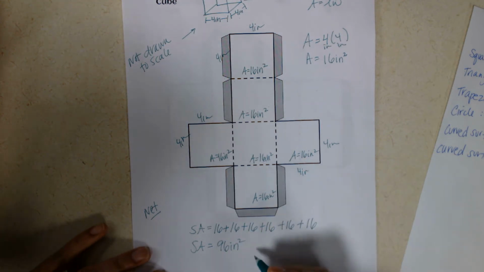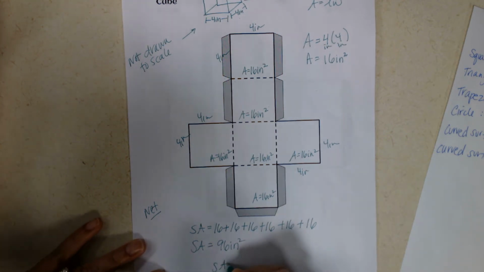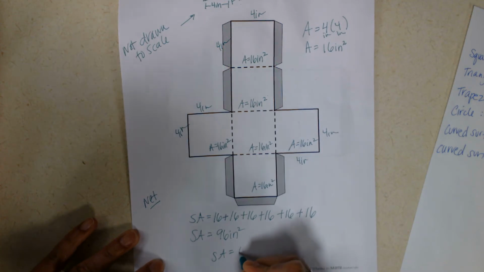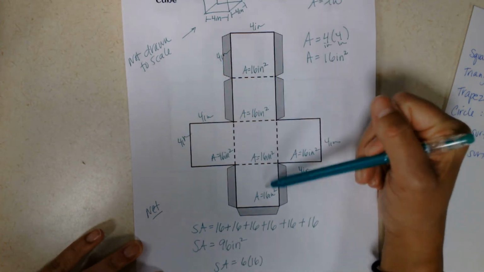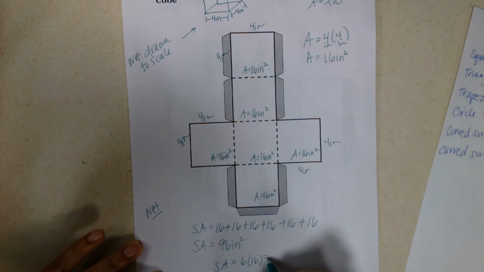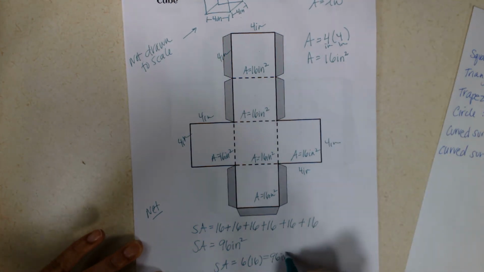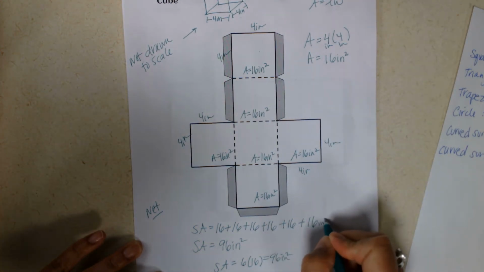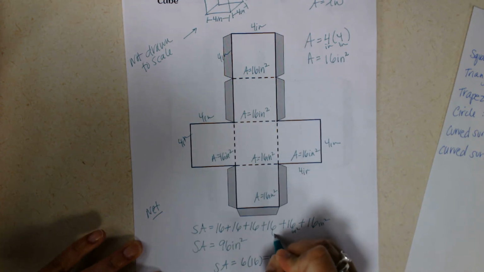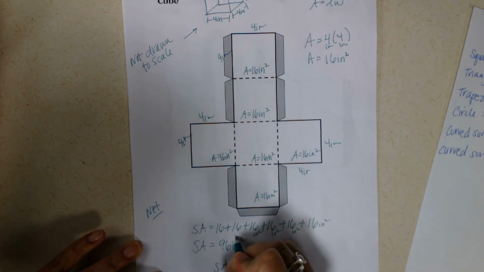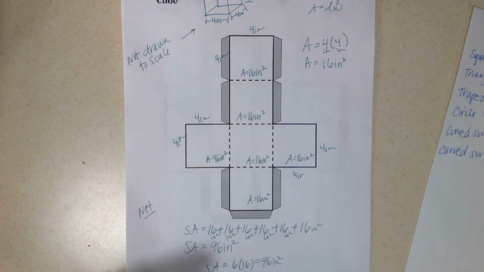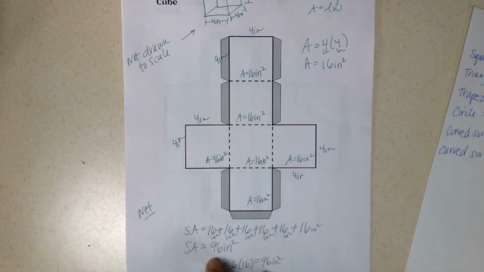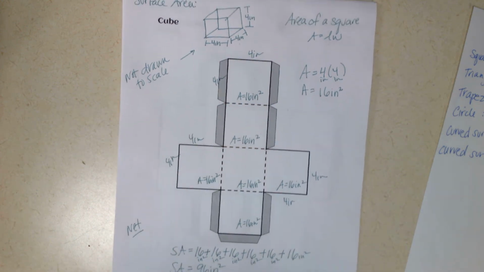And so, yes, some of you may be saying in your head, could I have multiplied 6 by 16? Because that's how many we have, 1, 2, 3, 4, 5, 6. And yes, you would get the same exact answer in inches squared. When you do your measurements, it's always good to put in units. Absolutely fine. So either way works, you're still going to come out with the surface area. And that was a cube.